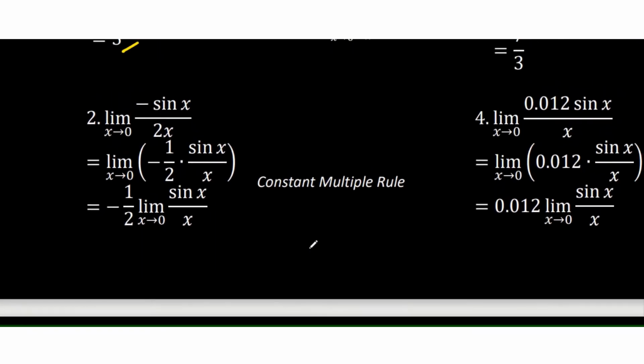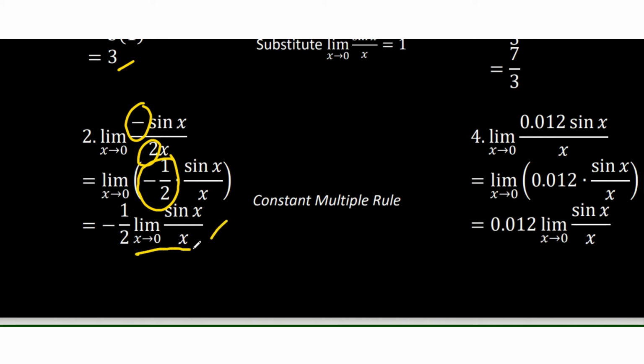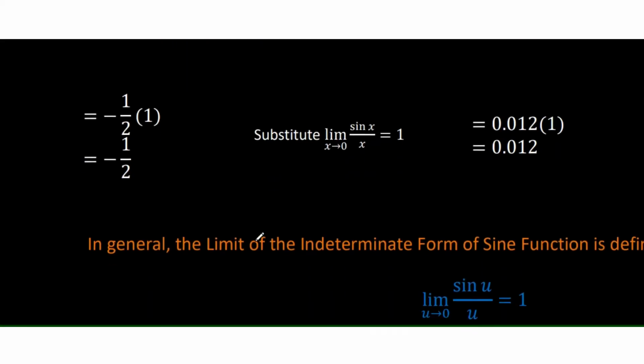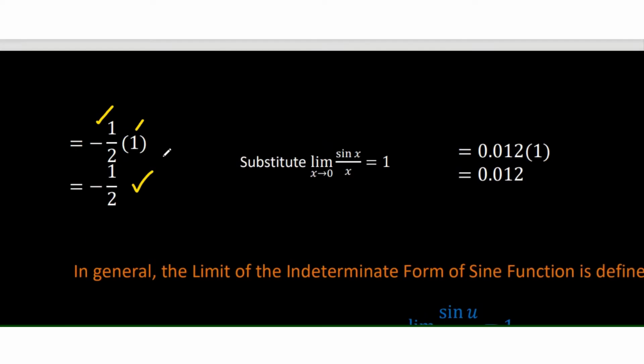Now in the second example, there is a negative 1 here and there is 2. So we need to factor out and bring out negative 1/2, separate it, and we now simplify limit of sine x over x as x approaches 0, and that is equal to 1. So 1 times negative 1/2 is negative 1/2.